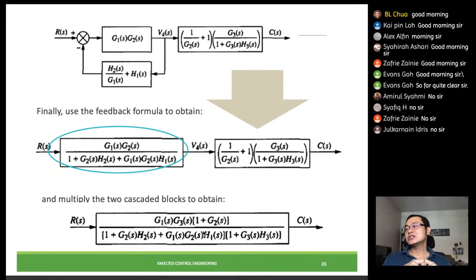transfer function. These transfer functions may look complicated, but don't worry, this is the real operation of systems. They are interrelated. That's why the transfer function will look complicated, right? But with the help of software nowadays, this can be solved easily.